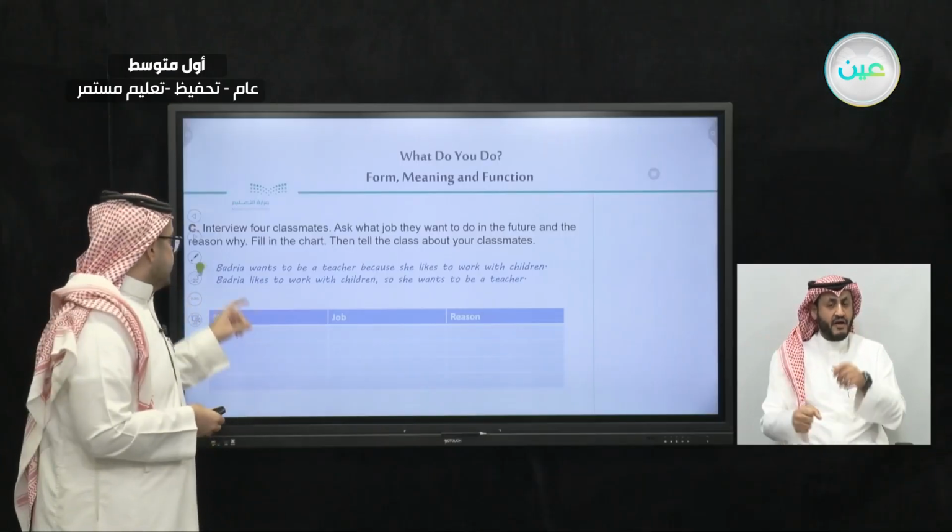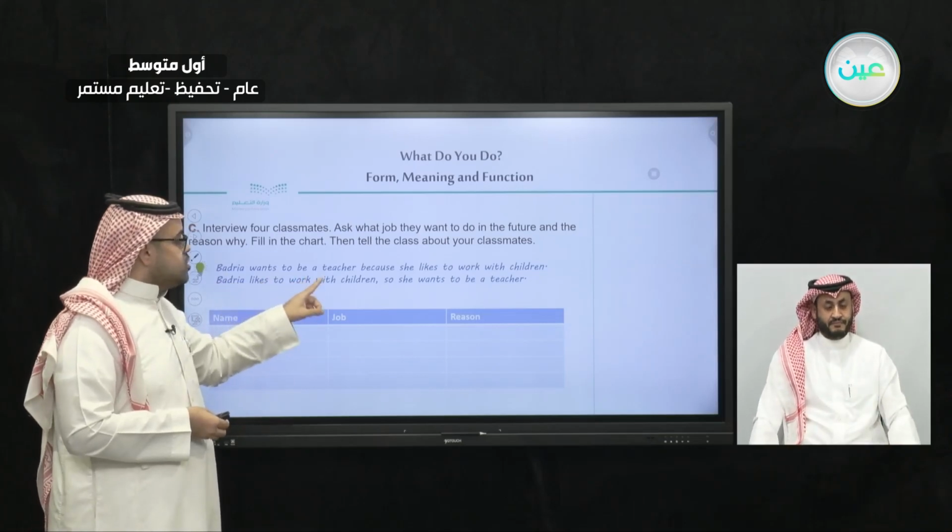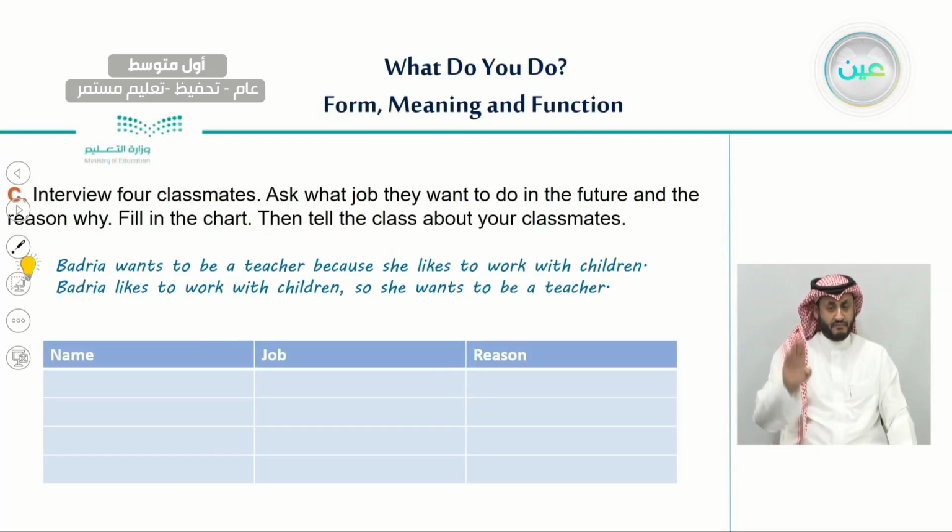For example, Badriya wants to be a teacher. Why? Because she likes to work with children. We can use the same sentence but with so. We can say, Badriya likes to work with children, and the result is that she wants to be a teacher.